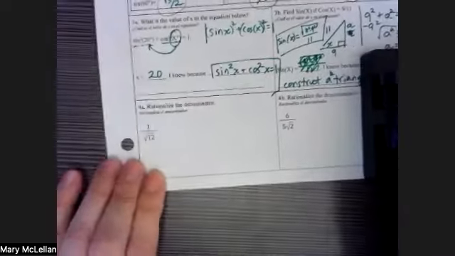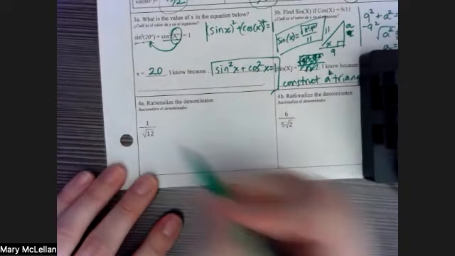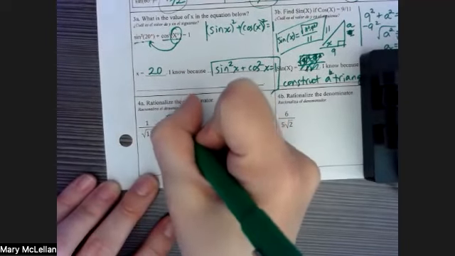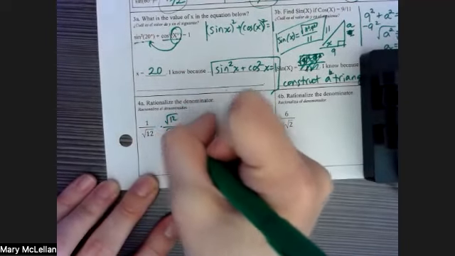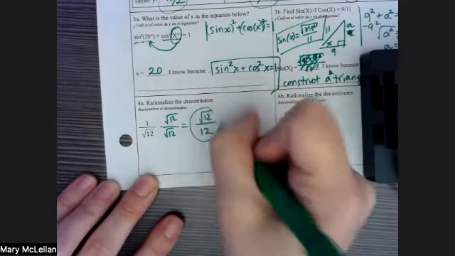Okay. 4a, rationalize your denominator. 1 over the square root of 12. I don't want the radical in the denominator, so I multiply top and bottom by that radical. And I get root 12 divided by 12. Final answer.